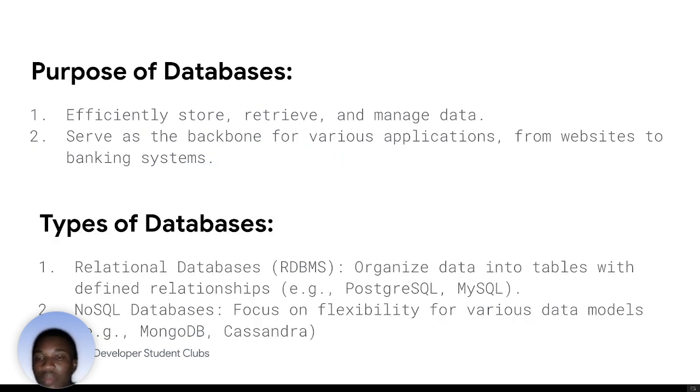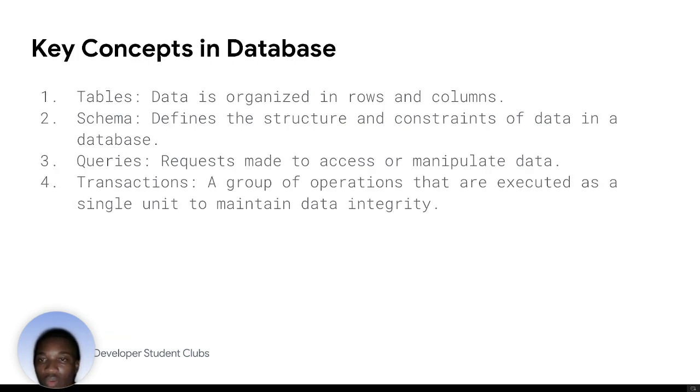Basically, databases are used to store, retrieve, and mine data, like your traditional code operations: create, read, update, and delete. We also mentioned what relational databases are and what NoSQL databases are, which are the ones that have more flexibility. We talked about examples of relational databases, like PostgreSQL and MySQL. We also talked about key concepts of databases: tables, schema, queries, and transactions. I think I explained transactions a little bit better. If you have any issues understanding transactions, you can always send me a message.